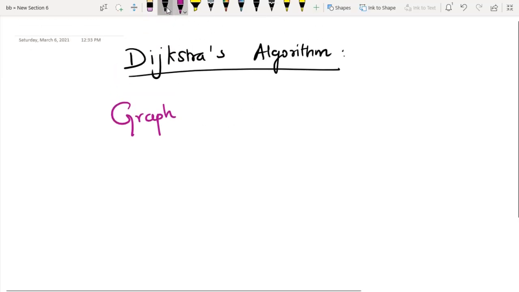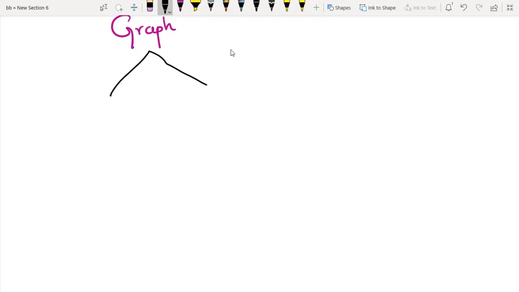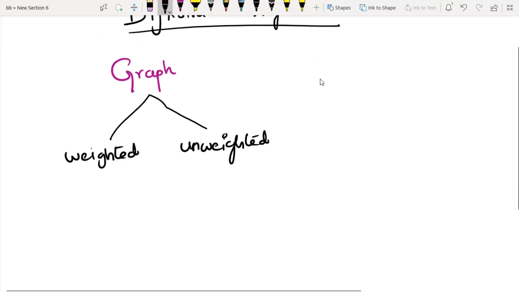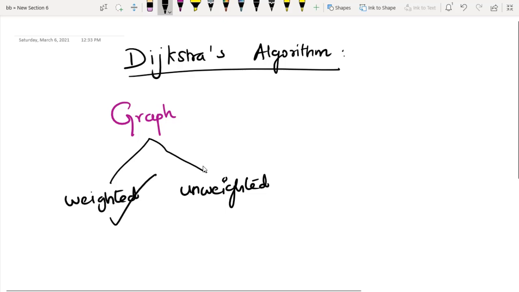Specifically, we're going to apply Dijkstra's algorithm only to one particular type of graph. Graphs have a basic classification called weighted and unweighted, and we're going to apply Dijkstra's algorithm only to weighted graphs. You will understand why at the end of this session. The graphs may be directed or undirected, but I'm going to take an undirected graph. Remember, this algorithm is applied to weighted graphs.